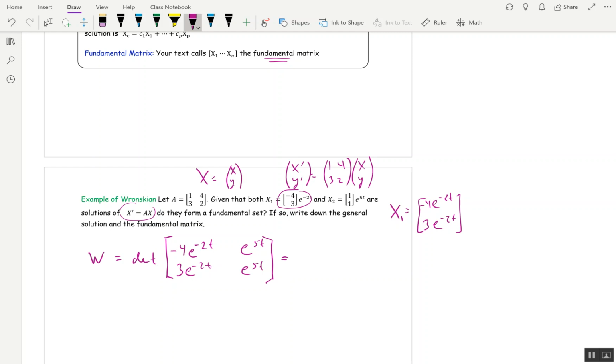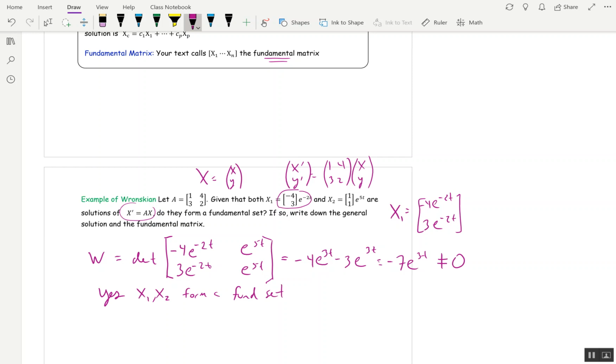Either is fine. All right, so this is negative 4 e to the, we add the exponents, 3t, minus 3e to the 3t, which is negative 7 e to the 3t, which is never 0. So yes, x1, x2 form a fundamental set.